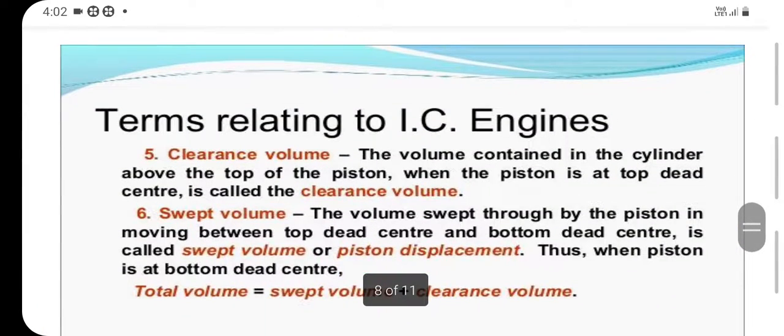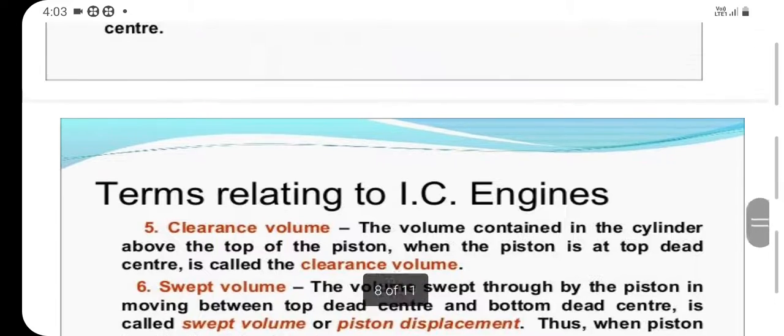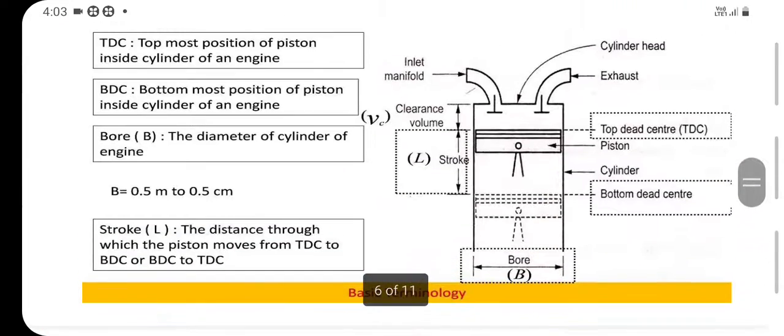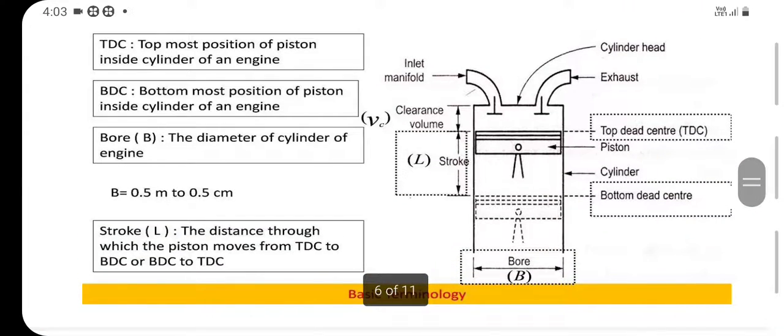Next, clearance volume. The volume contained in the cylinder above the piston when the piston is at TDC is called the clearance volume. Look at this schematic diagram. When the piston is at TDC, the volume available is called the clearance volume.